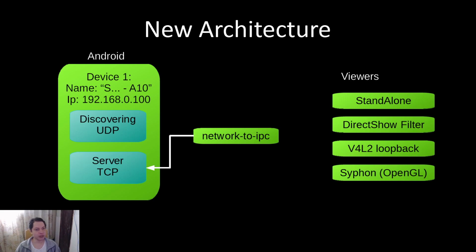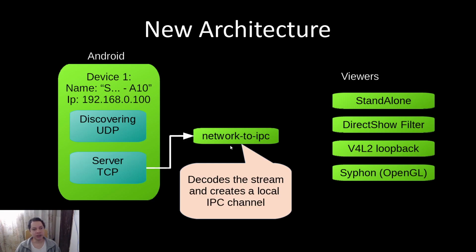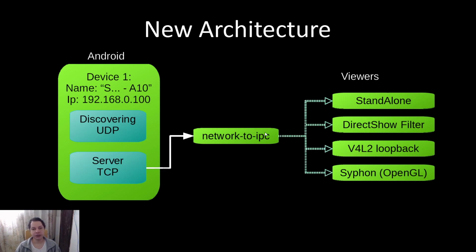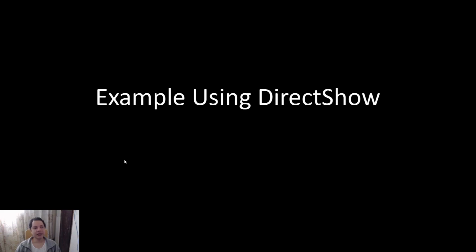Internally, the network to IPC decodes the stream data and sends the decoded frame to an IPC channel. This IPC channel works like a queue of frames. So the software of the viewers connects to that IPC channel and reads the images and presents them to the user. Let's see an example using Windows and DirectShow cameras.